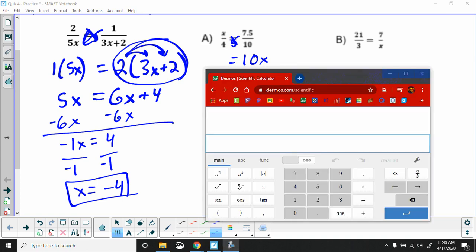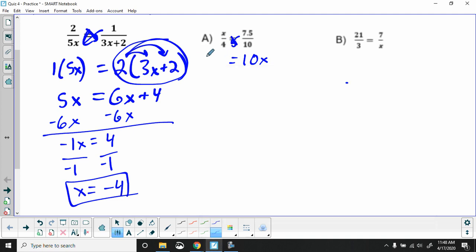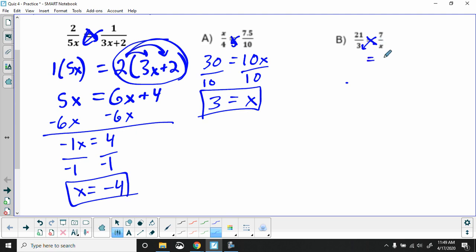Alright, so got my Desmos calculator up and running. So 7.5 times 4 is going to be 30. And divide by 10. So 30 is going to be 3x. Easy peasy. Over here, cross multiply again. I like to put little arrows on there. But we're going to have 21 times x. 7 times 3 is 21. Divide by 21. And we get x equals 1.